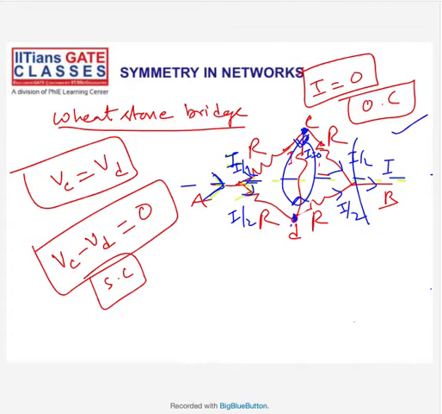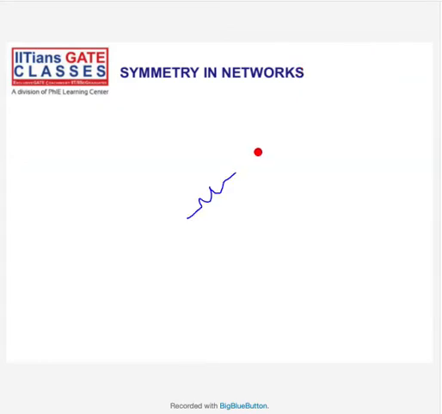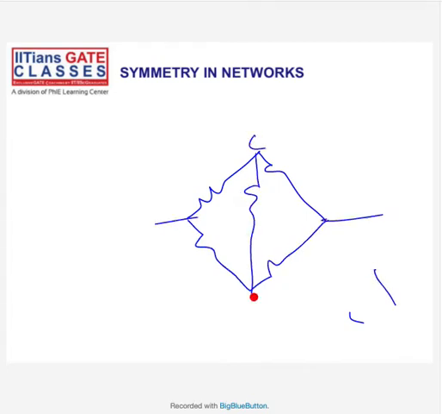Am I confusing you, or are you able to understand this? For a Wheatstone bridge, the potentials are the same, so I can call it a short circuit or an open circuit. Between C and D, I can short it or open it, and I'll get the same value.